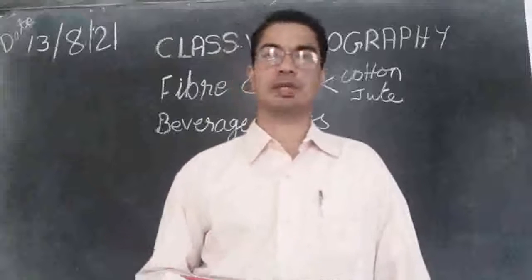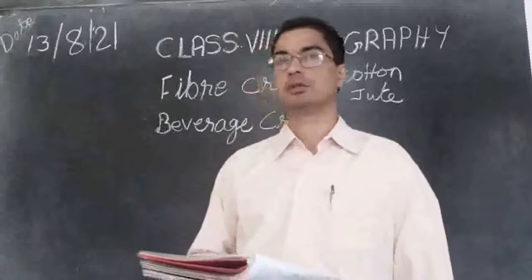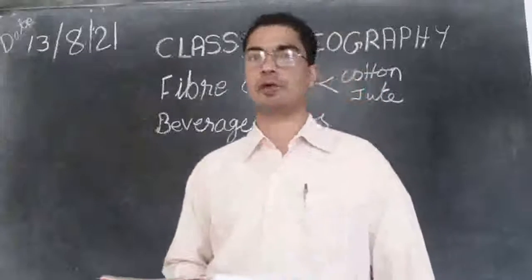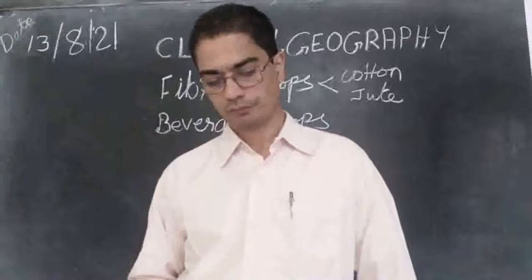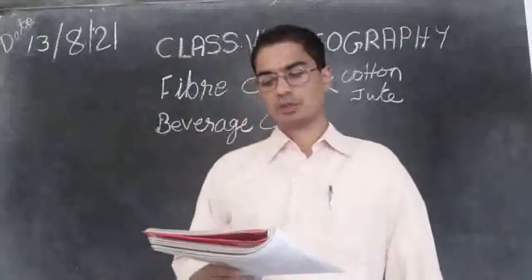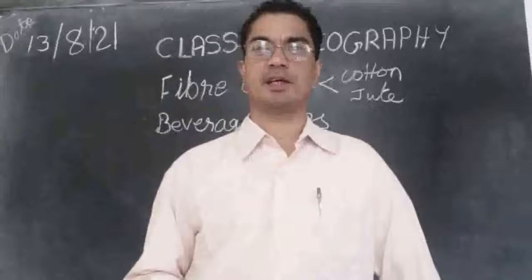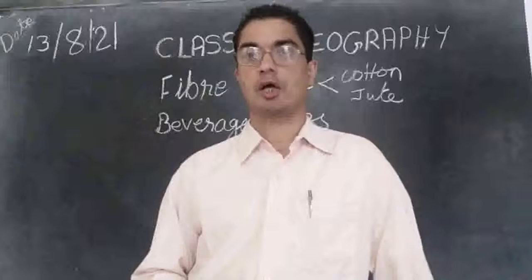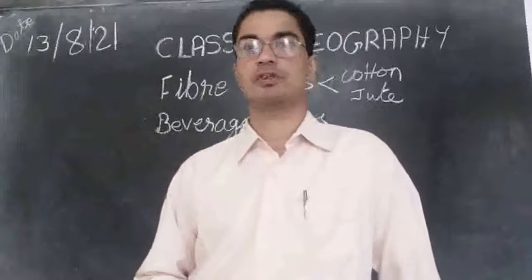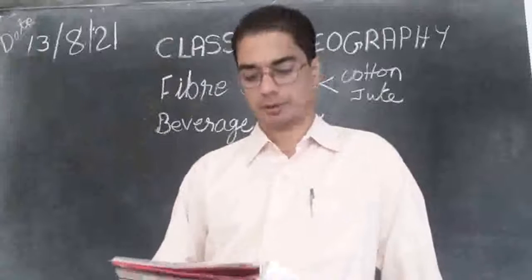Now let us see the second type of fiber crop, fiber plants. That is called jute. Jute is also known as golden fiber. You can underline that. Which plant is known as golden fiber? It is the jute.